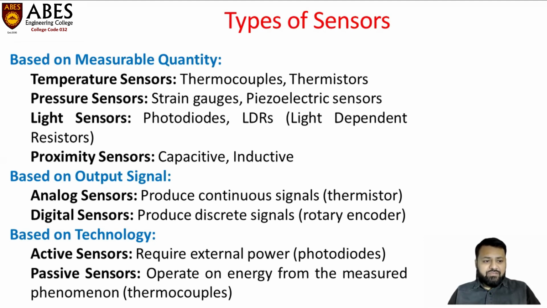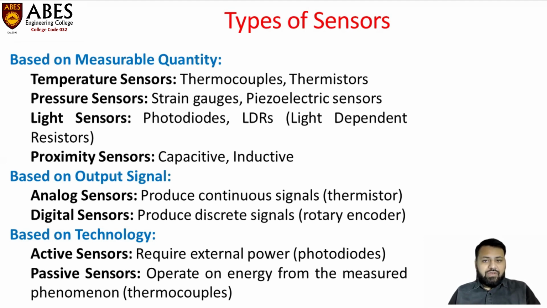Now, if we classify the sensors based on the output signal, we can classify them in two ways: analog sensors and digital sensors. The sensors which produce a continuous signal are known as analog sensors, and the sensors which produce discrete signals are known as digital sensors.